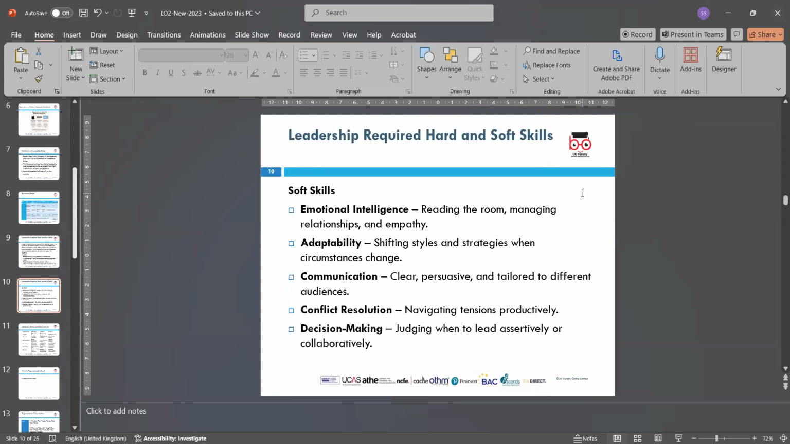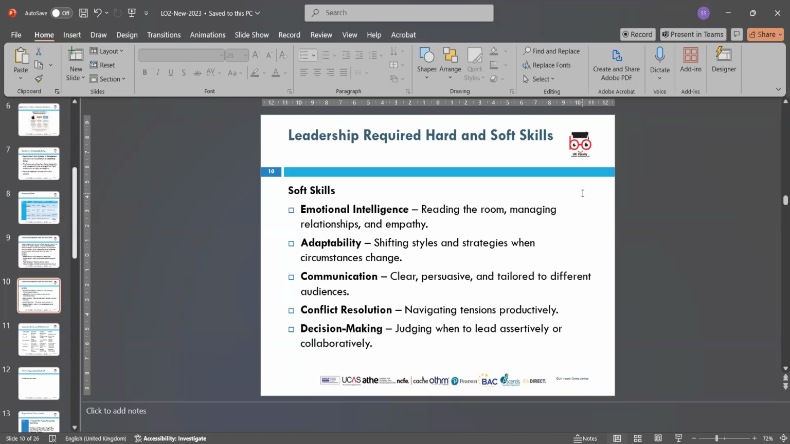The soft skills are very important. Leaders should have emotional intelligence, so they can read the room, people's behavior, and situations, manage relationships, and empathize with the employee's situation. Then adaptability is very important. This is shifting style and strategies when circumstances change.